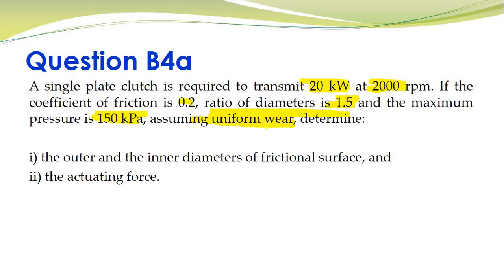In the uniform wear case, we are to find the inner and outer diameter of the frictional surface, and then finally the actuating force. You have to be very careful. In this case it says the clutch plate is required to transmit, so it has just one friction surface. It does not talk about two friction surfaces. If it did, it would have read something like: a plate clutch which is effective on both the sides. Then n is 2, but in this case n is 1. We are given the diameter ratio. This diameter ratio is the outer diameter divided by inner diameter, so capital D divided by small d is equal to 1.5.